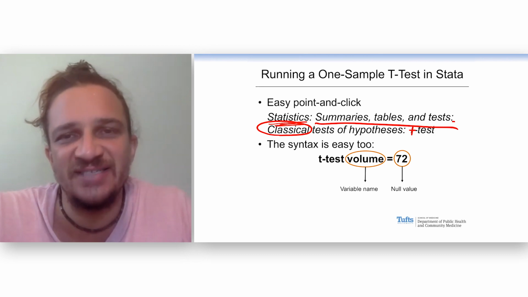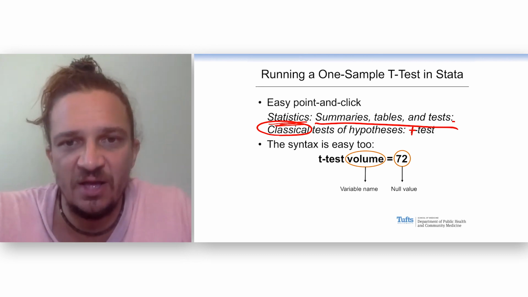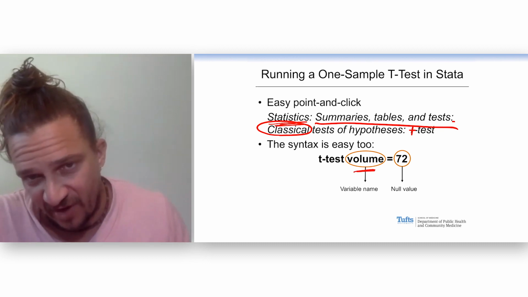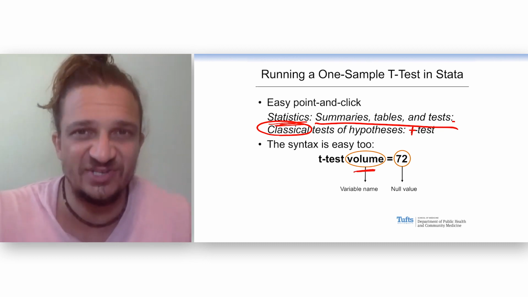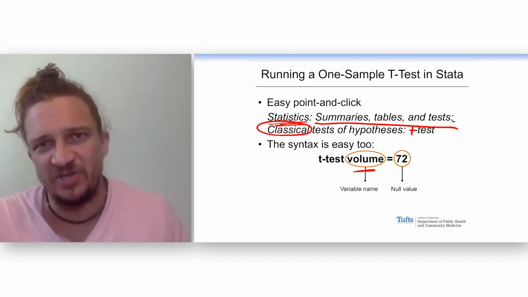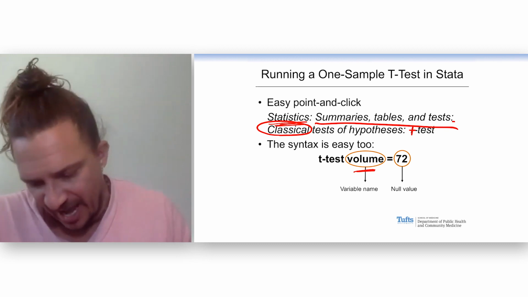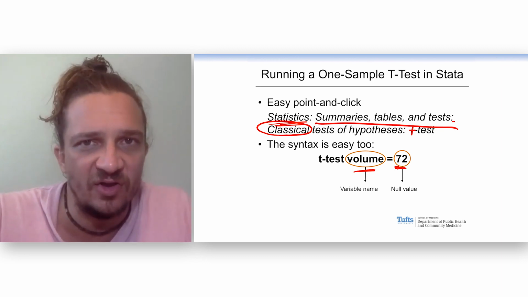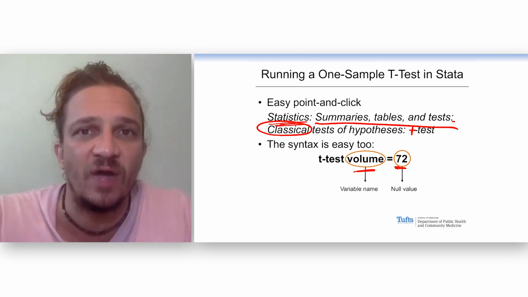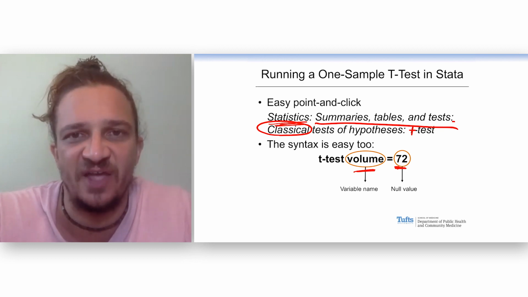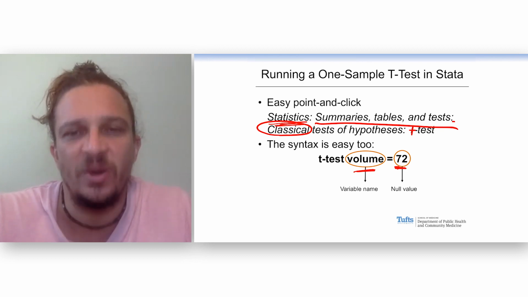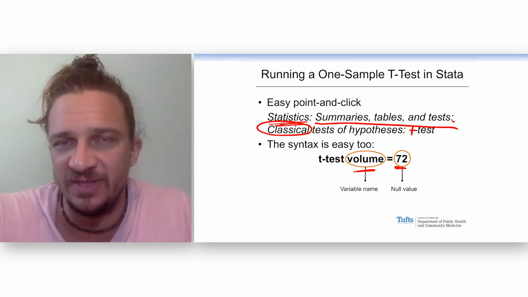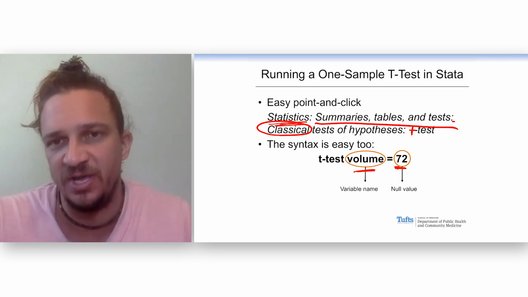If you want to do this in Stata syntax, it's really easy. t-test, and then you need to put the name of your variable. Say it's called volume, right? How much liquid you put in the Frisbee. And then you need to put in the null value. Where did that null value come from? Well, someone just pulled it out of their ear, right? This is the hypothesized value that I want to put in here. So when I run this line of code, or when I point through this line of code, I'm going to get some Stata output. And this is the output for a one sample t-test.